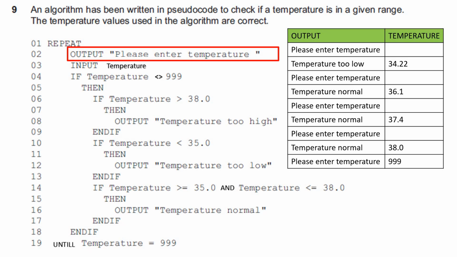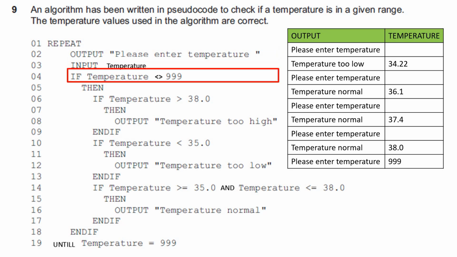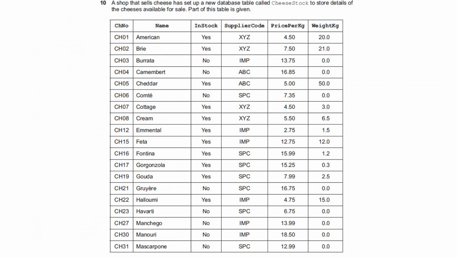Next, please enter the temperature. Now you are going to enter 999. It will check whether the temperature 999 is not equal to 999, which means this condition is wrong. Since this condition is wrong, the program will end.